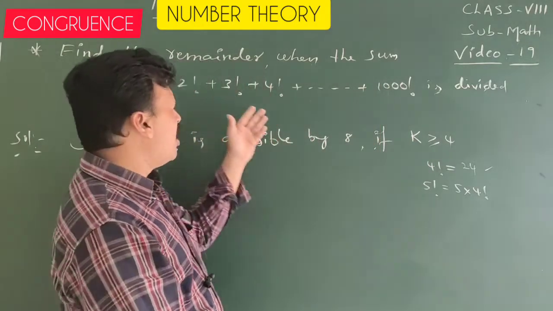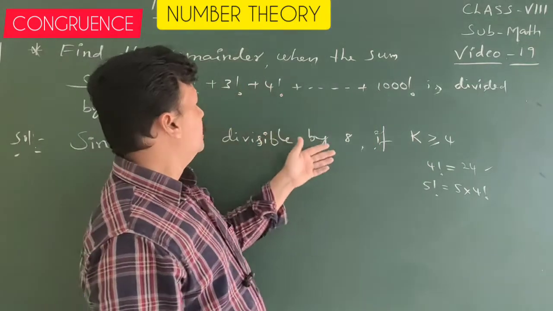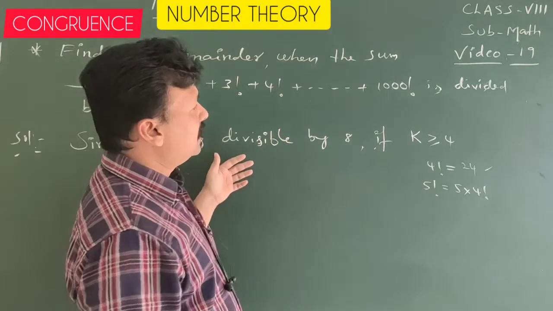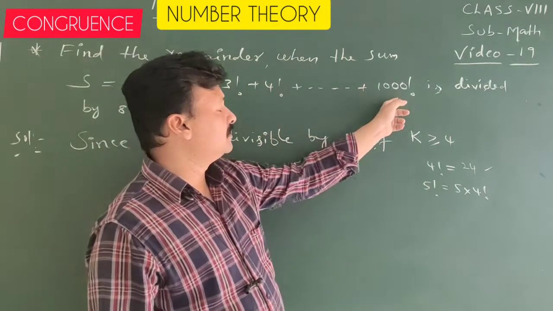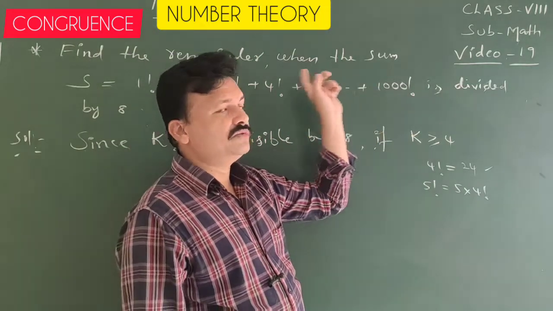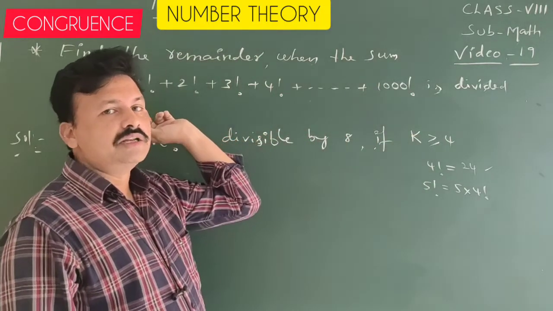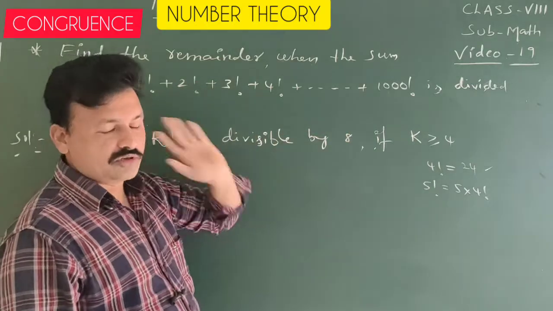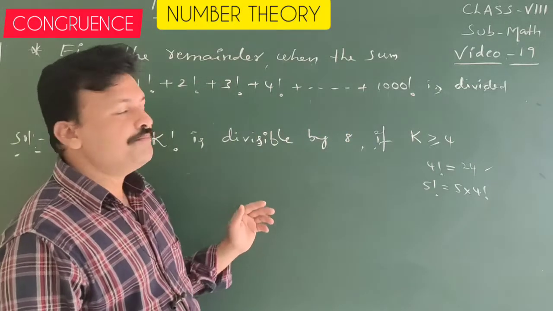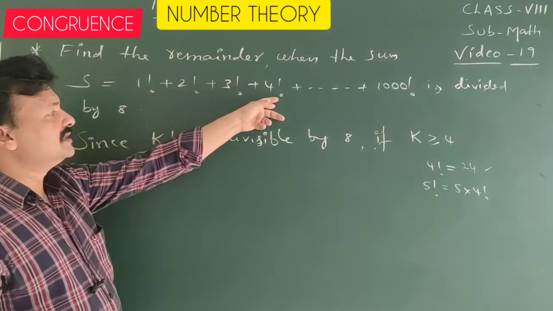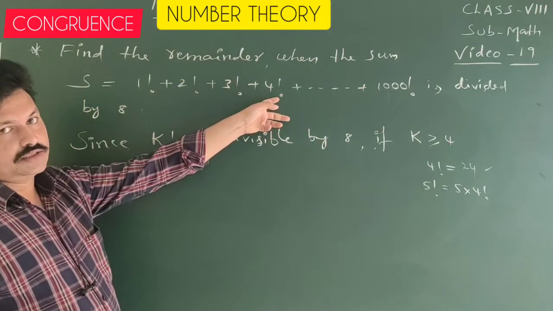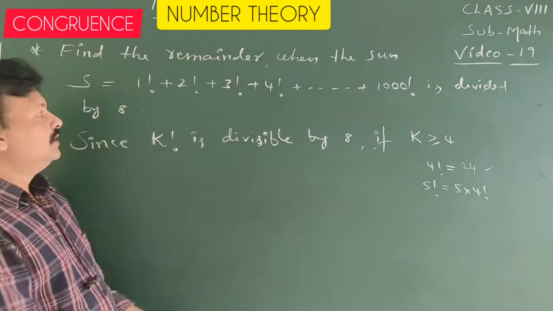The same problem can be given like this also. We can write: the remainder when 1 factorial, 2 factorial, 3 factorial, 4 factorial, and so on up to 1000 factorial is divided by 24, then what is the remainder? The process is the same, but the remainder is different. Here 4 factorial onwards is divisible by 24, meaning the remainder will be 0.